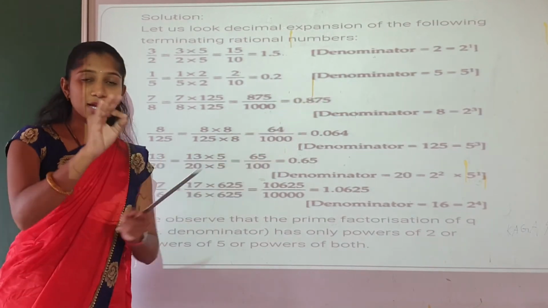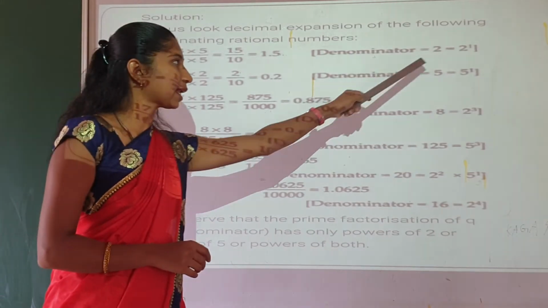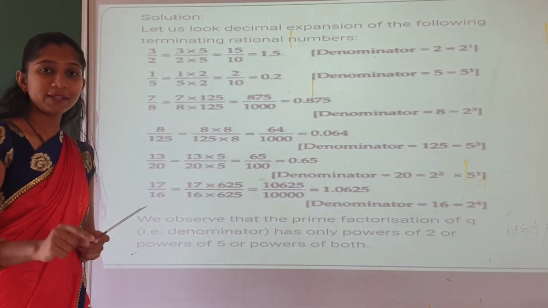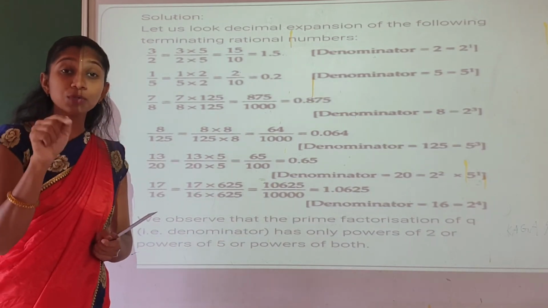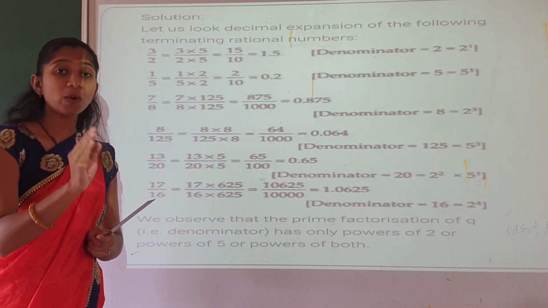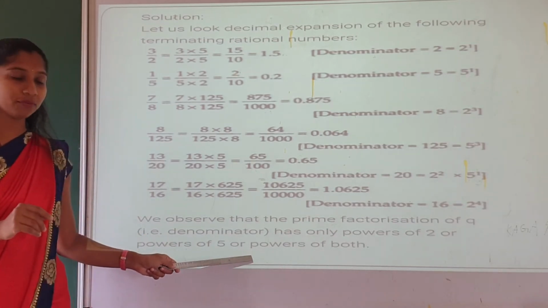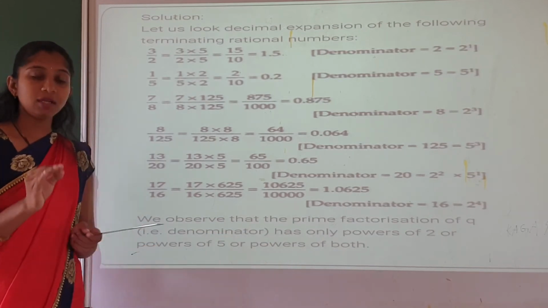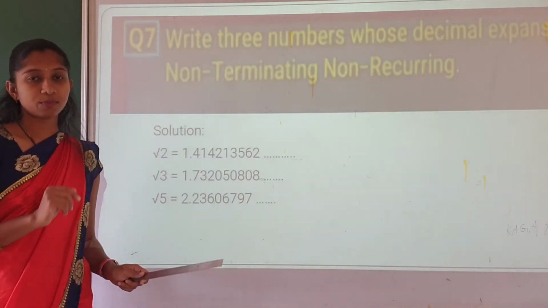Then what is the concept you got? The denominator is either a power of 2 or a power of 5. It means what property should q satisfy now? It satisfies being a power of 2, or a power of 5, or a product of both. This is the main answer for this problem.